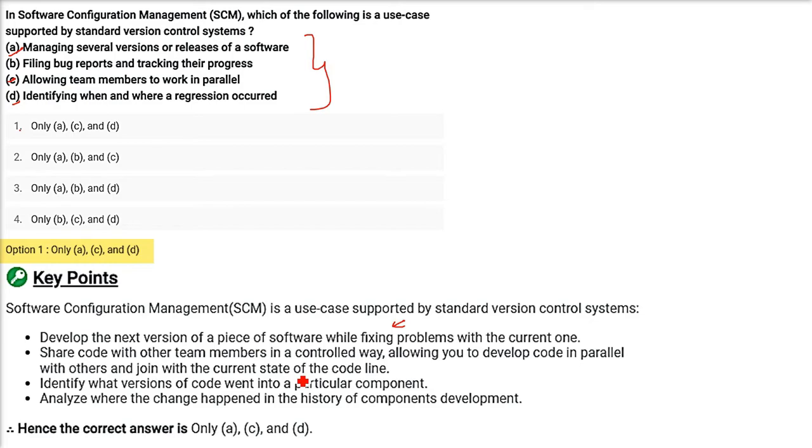Then we analyze where the change happened in the history of components development. So we have the change control, we have the version control, we have the auditing, we have the reporting. There are different objects: software component, the configuration objects, software component items. Then we have the baselines. So all these are there, but the answer here, filing bugs and tracking their progress, is not part of SCM. Though a bug is already there, it can be tracked.